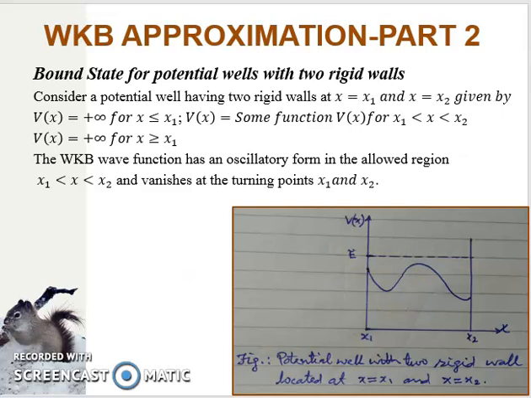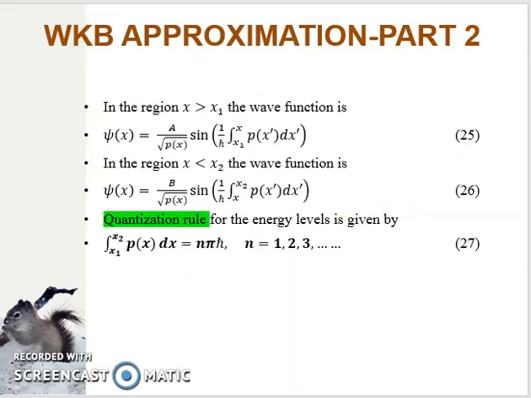So in the next slide, we have the expression for the wave function in the region x greater than x1, just at the boundary x1. This is psi x equal to A by root over px, sine of 1 by h cross and so on. And for the region x less than x2, just at that boundary x2, we have this expression for psi x. And the quantization rule is again the integral from x1 to x2 of px dx, equal to n pi h cross. This time it is only n pi h cross.